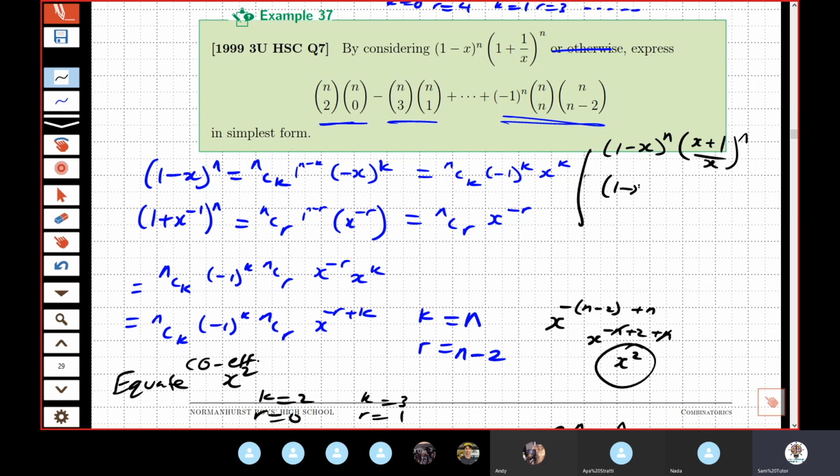Next line, 1 minus x to the n, 1 plus x on x to the n. I only did that so you guys realize that you can change the x plus 1 to 1 plus x. If I'm allowed to do that, can you realize that these two here are the difference of two squares? So this becomes 1 minus x to the n with 1 plus x to the n, and then still divided by x to the n.